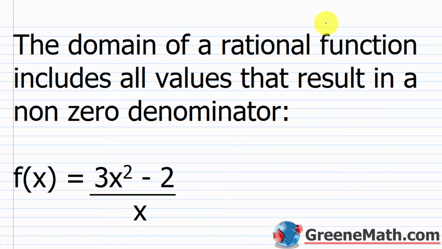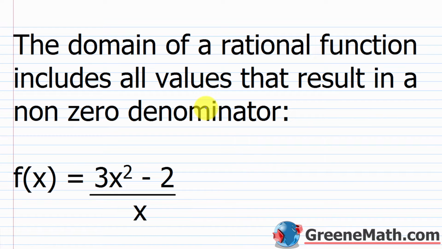So I want to start out by just talking about finding the domain of a rational expression. I want you to recall that the domain, we talked about this when we talked about functions, is the set of allowable x values. So the domain of a rational function includes all values that result in a non-zero denominator. What's allowable here for x is anything that does not result in the denominator being 0.